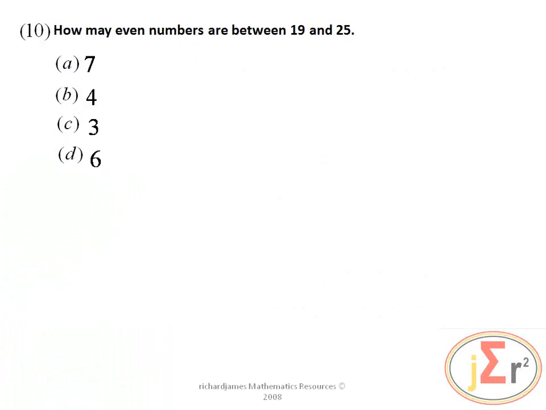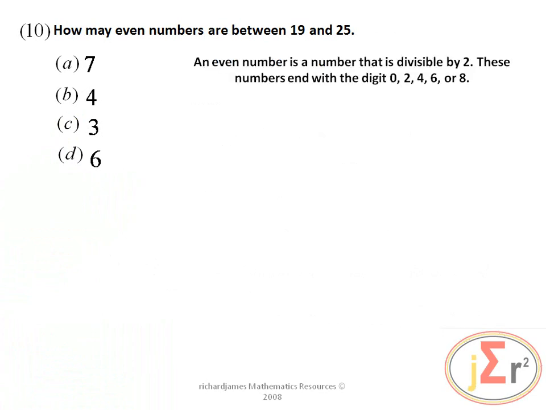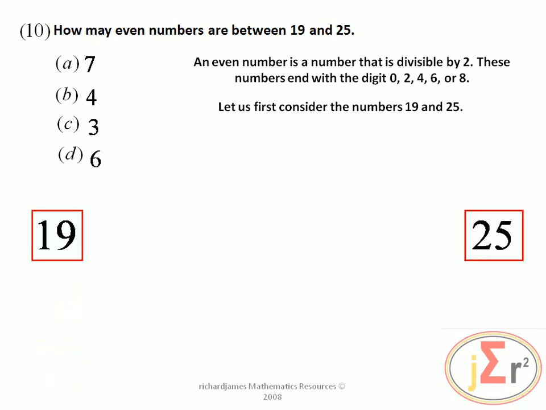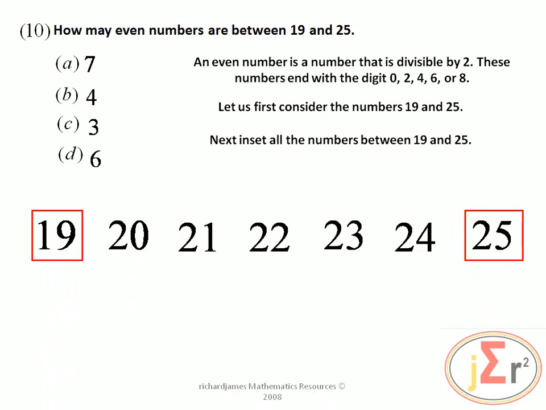How many even numbers are between 19 and 25? An even number is a number that is divisible by 2. These numbers end with the digit 0, 2, 4, 6, or 8. So of course, what do we do first? We are going to put down the numbers 19 and 25. And then we are going to put the numbers between them. Those are the numbers that are between 19 and 25. And how do we identify the even numbers? An even number will end with a 0, a 2, a 4, a 6, or an 8.